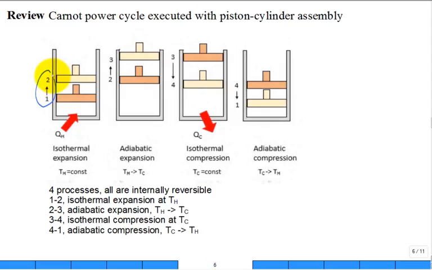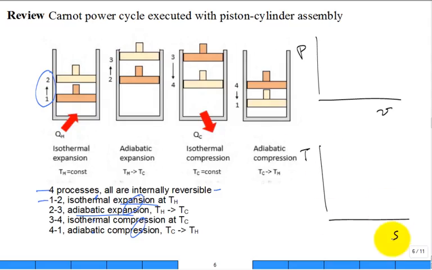We had 4 processes. All of them were internally reversible, no friction. 1 to 2, isothermal expansion. 2 to 3, adiabatic expansion. Notice 2 expansions followed by 2 compressions. Isothermal, adiabatic, toggling like that. Now, what we want to be able to do is sketch this on our favorite PV diagram and then on our favorite temperature entropy diagram.